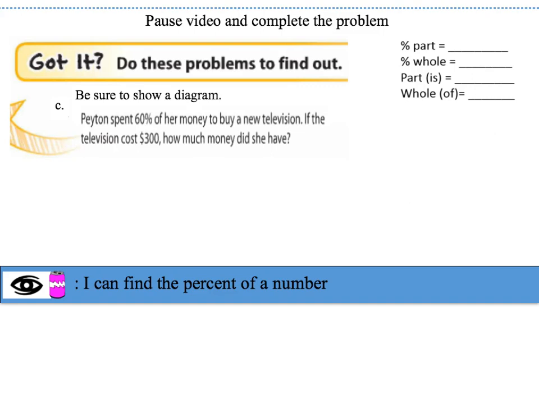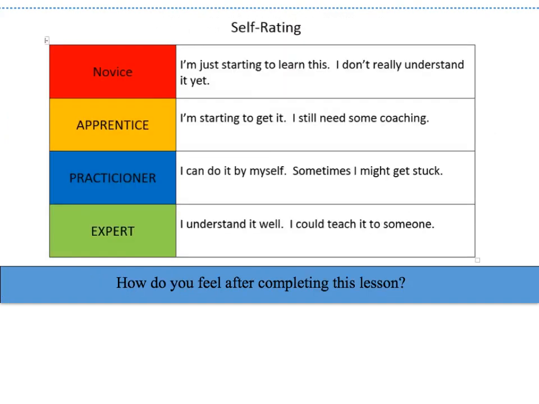So pause the video and complete the got it problem, and we'll discuss the answer in class tomorrow. Notice we are asking you to be sure to show us a diagram for this particular problem. So now that we've completed this lesson, go ahead and self-rate yourself and let us know how you feel. If there's any part of this video that you did not understand, please go back and watch it again, or come to class with some questions so we can discuss it in further detail.